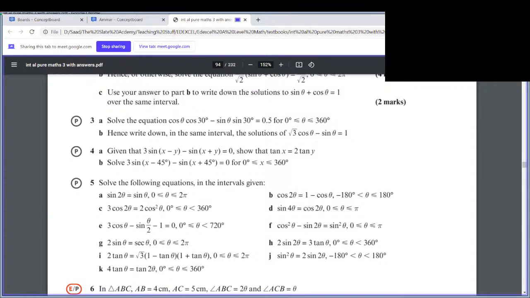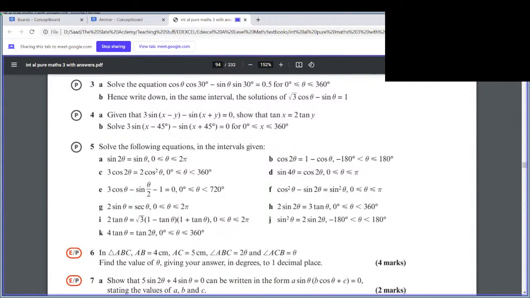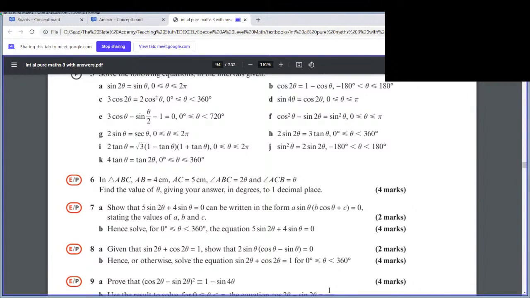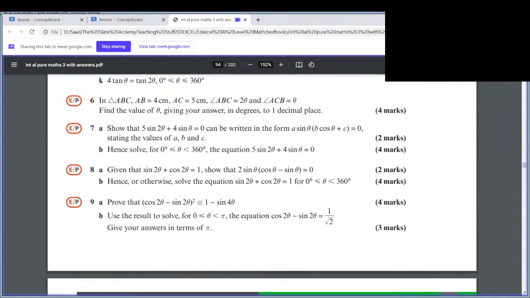Alright, shall we do 3, 4, 5, or shall we stop? Let's do 6. Let's do 6, 7, 8, and so on up to 16.